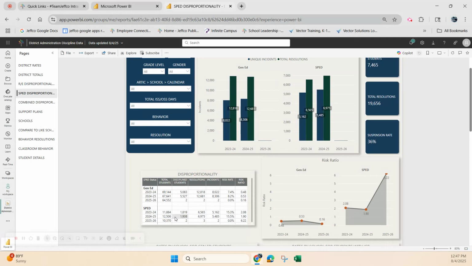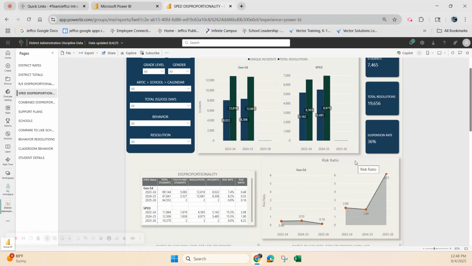So if we look last year, we had 1,938 special education students out of 12,506 that had an incident, meaning 15.5% of our special education students experienced a discipline incident, which was almost twice that of their non-disabled peers. So typically when we're talking about disproportionality and concern, anything over 1.5 is something that we need to start paying attention to, or have that on our radar. So we are there. Same thing as with race and ethnicity.